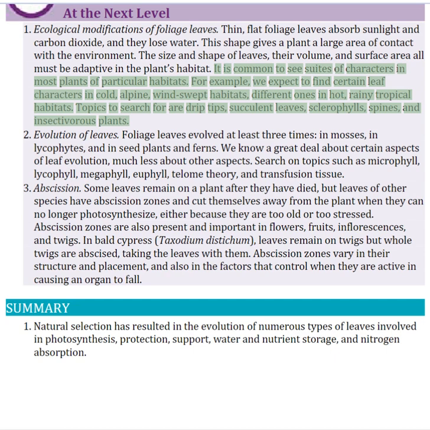For example, we expect to find certain leaf characters in cold, alpine, windswept habitats, different ones in hot, rainy tropical habitats. Topics to search for are drip tips, succulent leaves, sclerophylls, spines, and insectivorous plants.